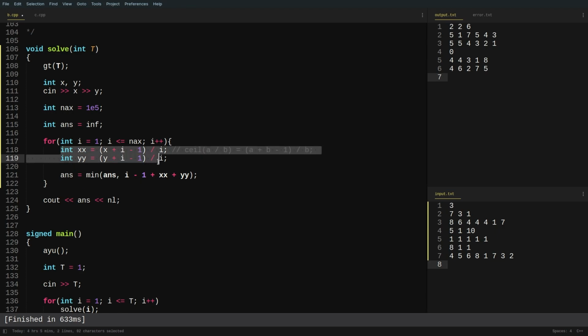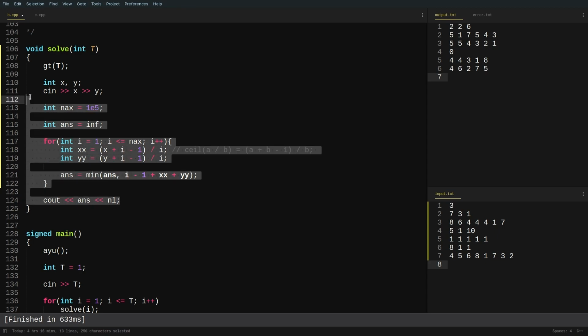So these would be the number of steps required to go from 0 to x and 0 to y with a step of m, right? Now to reach a step of m, or a step of I in this case, since I have taken it as I, you would need I minus 1 operations, then you will need xx number of operations to reach x, and then yy number of operations to reach y. So you would add all of these, and the answer would be the minimum of answer and this particular value, and at the end we can just print the answer.